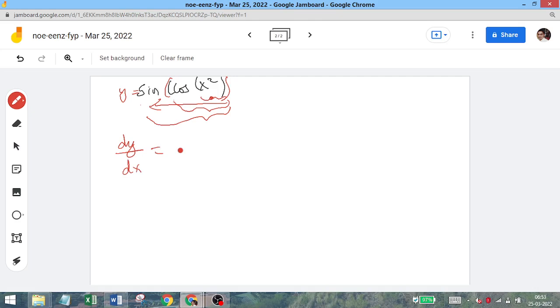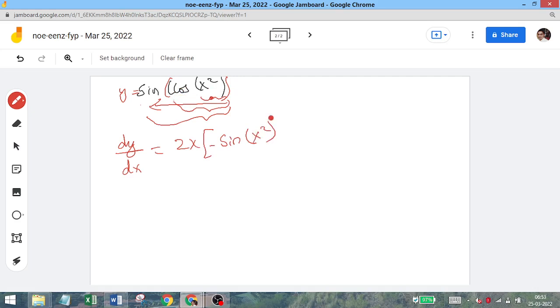So differentiation with respect to x. x square, you get 2x, and you have to consider it as a whole term. So cos x square, differentiation of cos x square. Again, you do not consider the term x square, it can be considered as a constant. And differentiation of cos is nothing but minus sine. So we get minus sine x square.